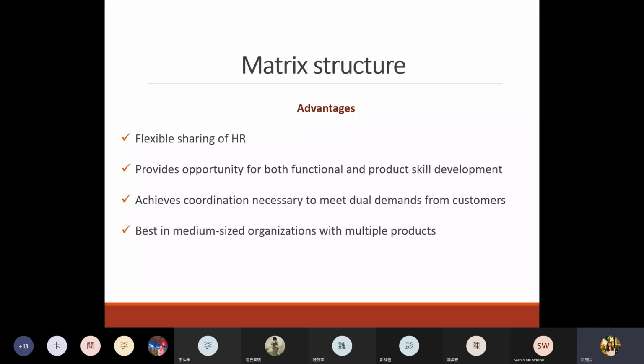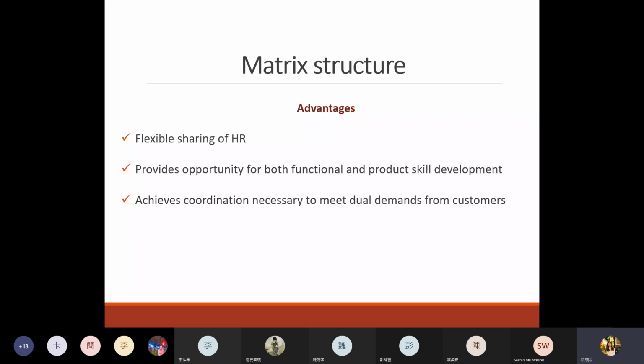But if you have so many products and you have very big organizations, then having a matrix structure may be too much, or too complicated to run, because there are different kinds of management costs that you have to handle together with the structure. So next we have to discuss something called the disadvantages of matrix structure.